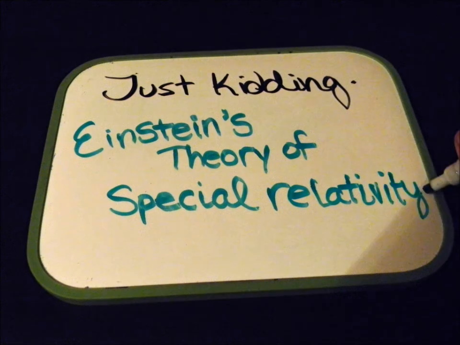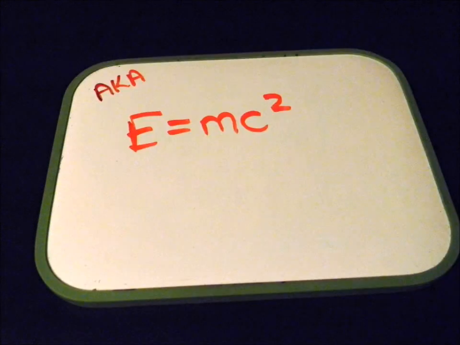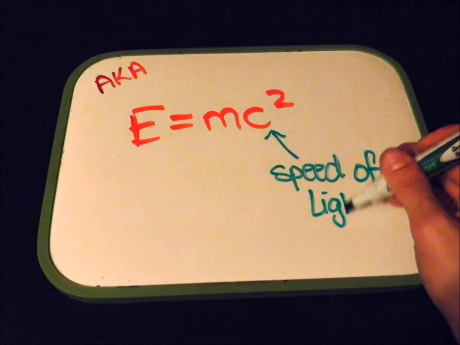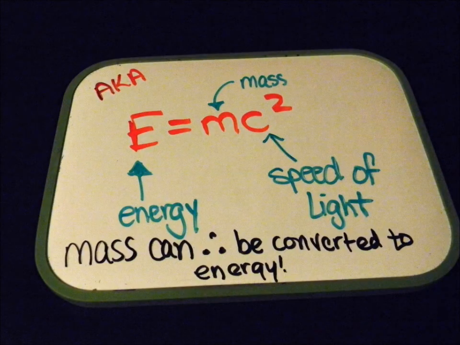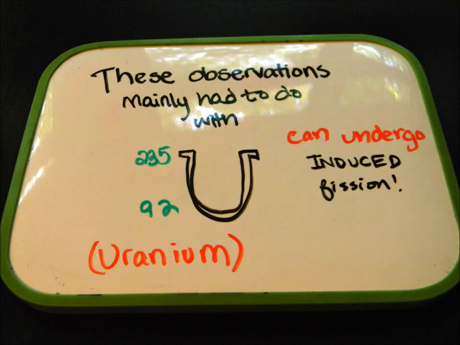Actually, no. Einstein's theory of special relativity explains this phenomenon, although it's usually called E equals mc squared. This proves that mass does and can be transformed into energy, such as the case when uranium is bombarded by slow-moving neutrons. Most of these observations mainly had to do with uranium-235. This is because uranium-235 can undergo induced fission, along with plutonium, although we won't cover that here.